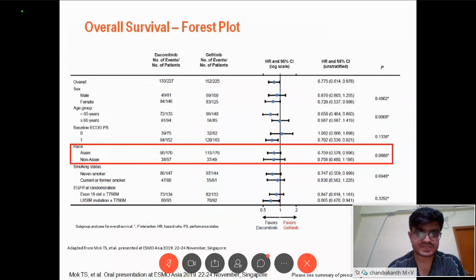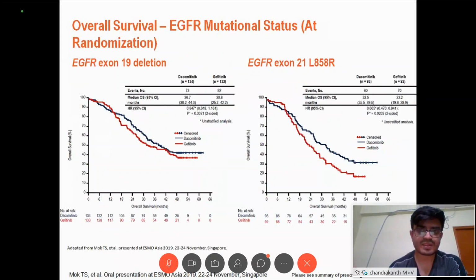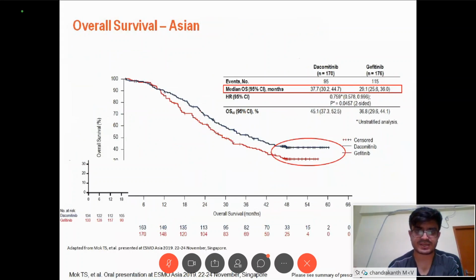So these are the subgroups of patients: Asians, non-Asians, overall survival plot in favor of Dacomitinib. And if you look into the exon 21 subgroup, you can see that Dacomitinib does significantly better when compared to Gefitinib. And even in the exon 19 subgroup, you can see the p-value of 0.02 in the exon 21 subgroup with a hazard ratio of 0.66. So basically, exon 21 is a little bit more difficult to treat population when compared to exon 19. So therefore, giving a stronger and better treatment does matter in the exon 21 subgroup when compared to exon 19.